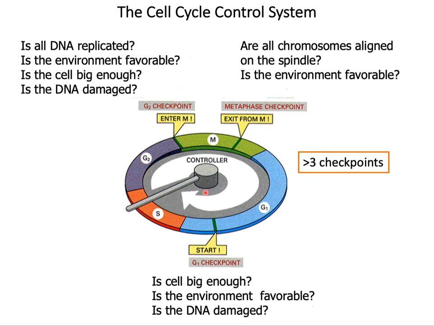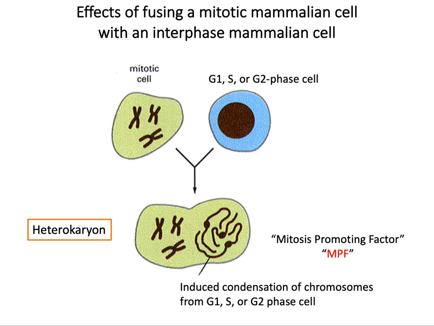But the other interesting thing about the cell cycle control system is that it is a biochemical system. So it is regulated by proteins within the cell. And here is a classic experiment that supports the hypothesis that the cell cycle control system is actually a biochemical control system. If you take a cell that is in mitosis and fuse it with a cell that is either in the G1 or S or the G2 phase, there's a lot of interesting ways to do this.